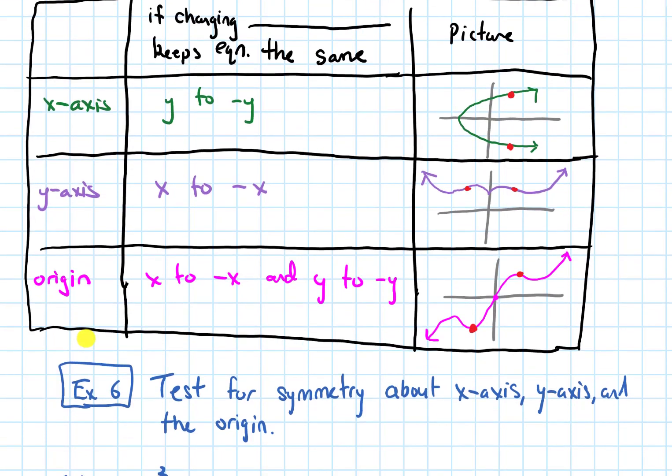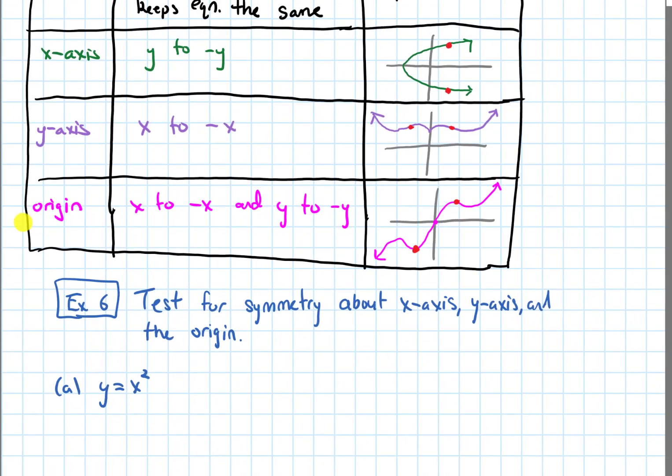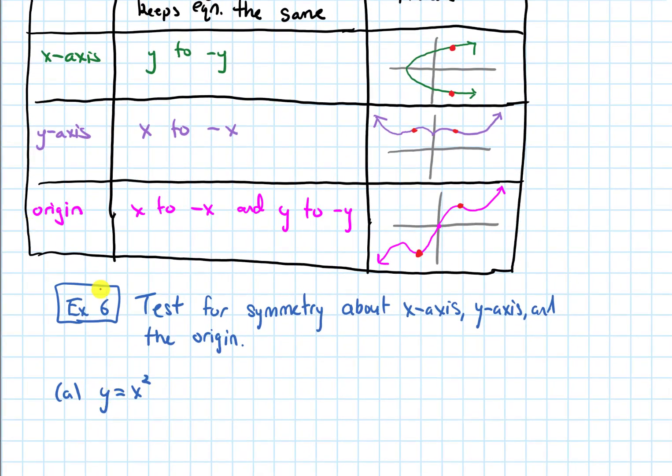All right, so let's do an example where we test for these types of symmetries. Part A, let's test the equation y equals x squared to see if it's symmetric about the x-axis, the y-axis, and the origin. So we'll do it about the x-axis, the y-axis, and the origin.